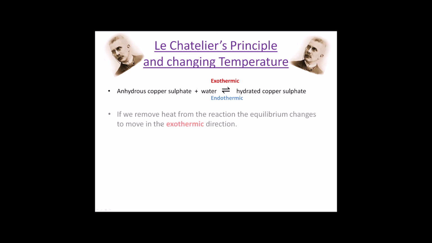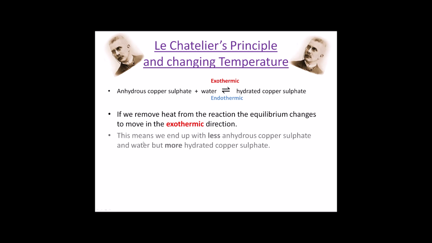On the opposite side, if we start to remove heat from the reaction, we start to cool it down, the reaction is going to move to the right hand side and we're going to start to make some more of the hydrated copper sulfate. We start cooling it, the reaction is going to start to go more in this direction. This means we end up with less anhydrous copper sulfate on this side, less water, but more hydrated copper sulfate. And that's because the reaction is releasing heat to counter the cooling that we are trying to do to it. So here again, the reaction is being stubborn.